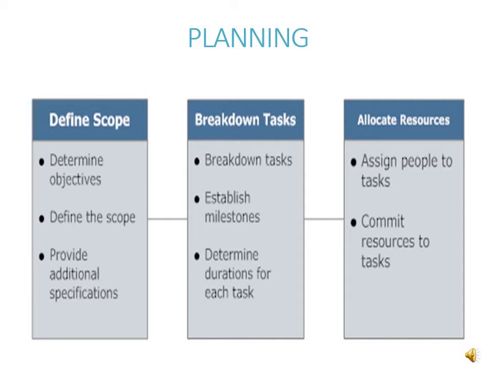We provide additional specification to the next stage, which is a breakdown of the tasks. These consist of a detailed breakdown of each and every task, which is linked to some established milestone, and we determine durations for each of the tasks. Definitely, the scope will have to be linked with the allocation of resources, which is essential. Here we need to assign people to the different tasks, and we need to seek the commitment of these resources to the individual tasks.